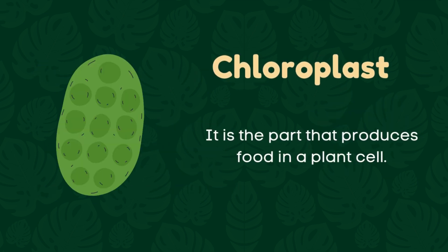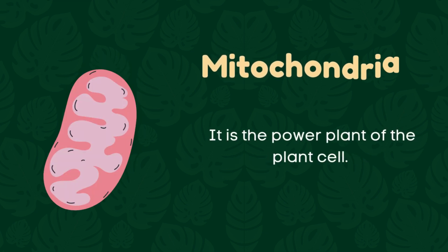Chloroplast is the part that produces food in a plant cell. It is essential for the growth and survival of plants, as they are responsible for producing food in the form of sugars for the plant. Mitochondria is the power plant of the plant cell. They also contain their own DNA and ribosomes, which allow them to replicate and produce proteins.